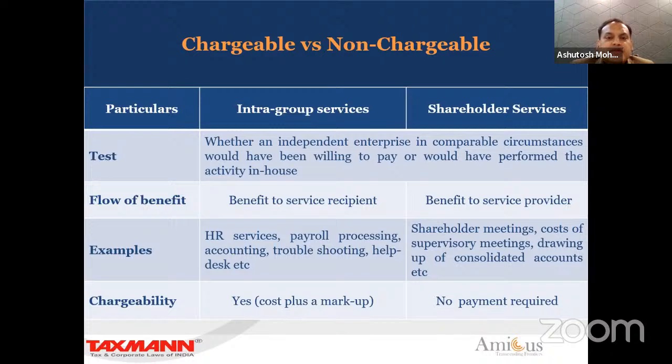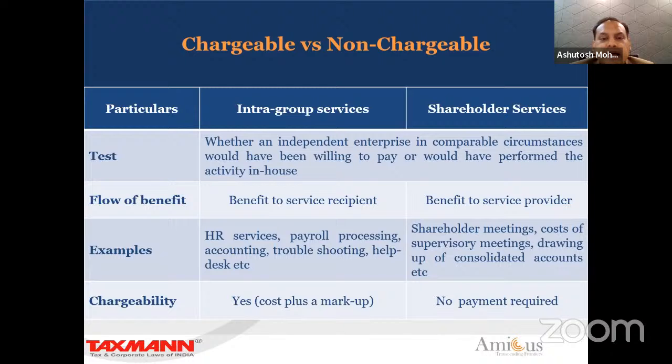So these kind of services are called shareholder services. And as the name itself suggests, shareholder services are those services which are resulting in benefit to the shareholder itself. So what happens is the shareholder is rendering the service, and immediately the shareholder is also getting a direct benefit of the service.